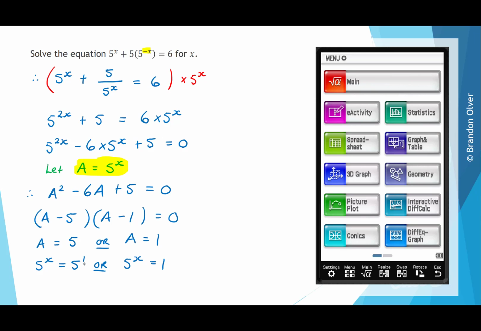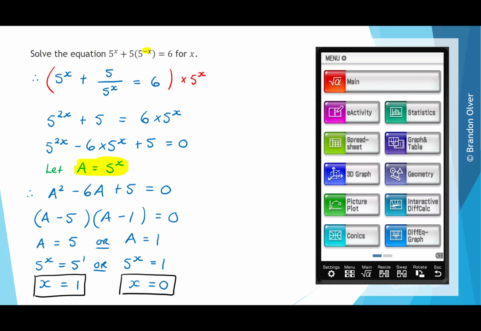5 is just 5 to the power of 1, so equating the indexes gives x equals 1 as one of the solutions. And 5 to the power of x equals 1, we know that anything to the power of 0 is equal to 1, therefore x is equal to 0. So for this equation we have x equals 1 and x equals 0 as the two solutions to the equation.